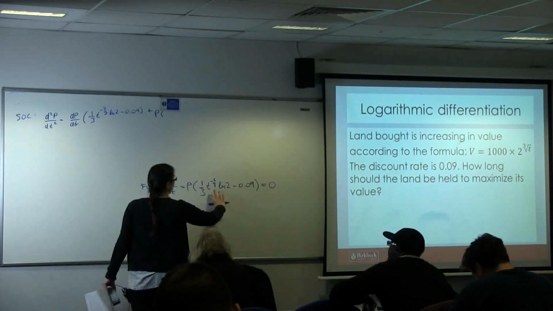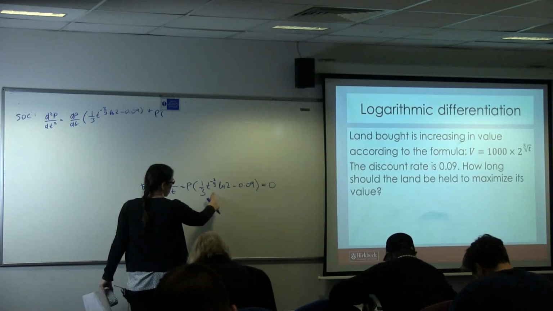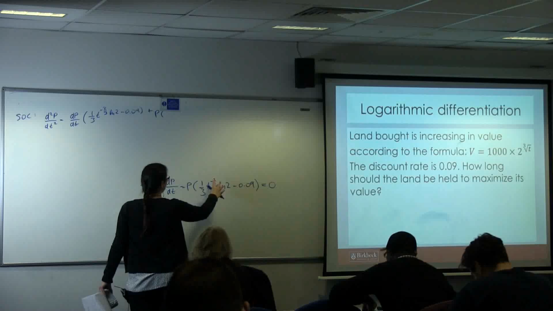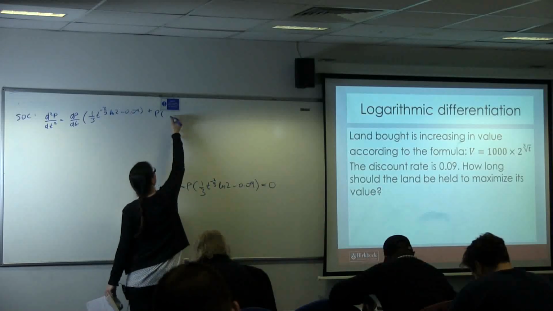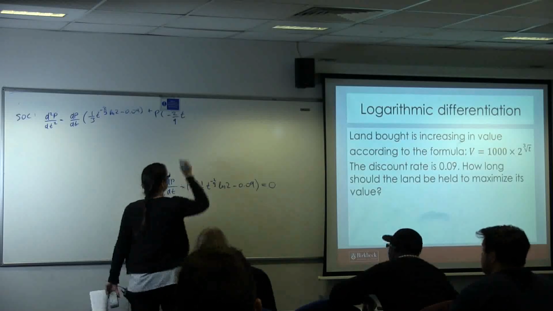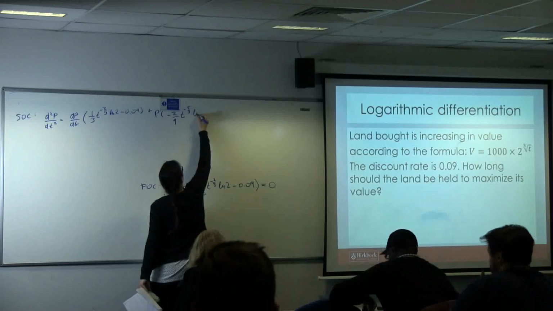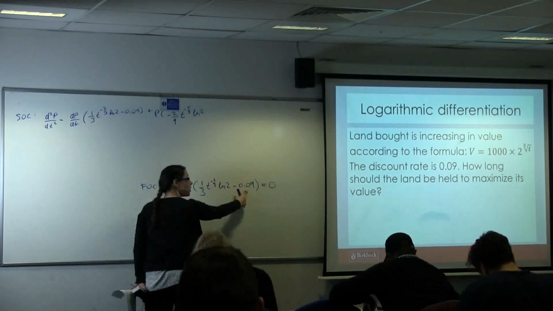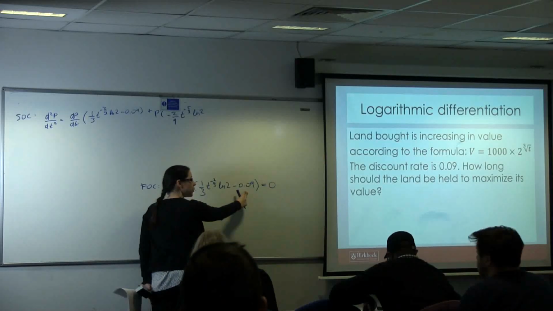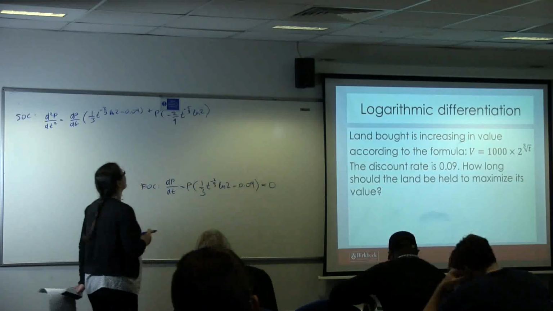So what's going on in here? I need to differentiate this with respect to T. So I need to bring the minus 2/3 down. So that's going to give me minus 2/9 T to the power minus 5/3 ln 2. And that's a constant number, so its derivative is zero. Not very friendly.